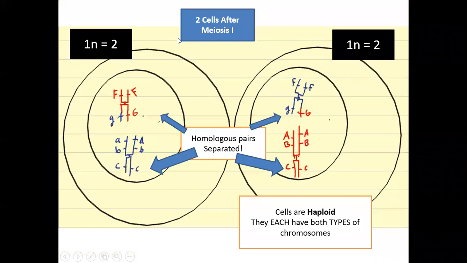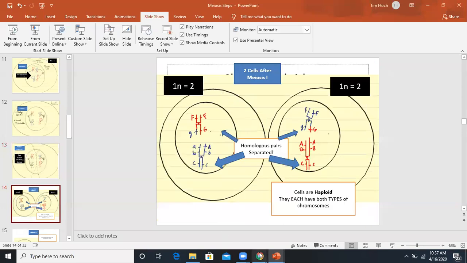So this is showing you the 2 cells after meiosis 1. So your homologous pairs have been separated. Each cell is haploid because the homologous pair is now over here. Homologous pair is now over here. Now again, I have created one recombinant type of chromosome because I crossed these things over in meiosis 1. So they're now 1n equals 2, okay? So that is meiosis 1.